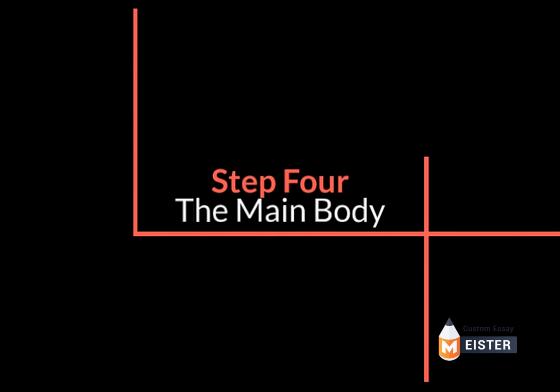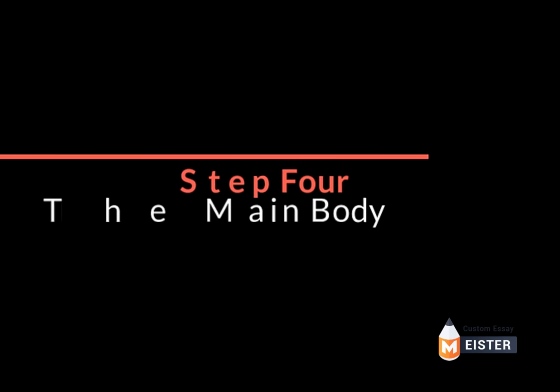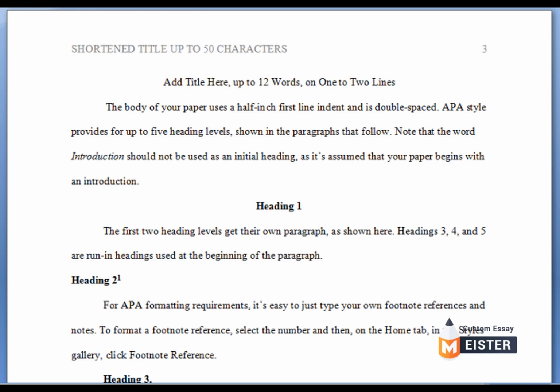Step 4. The main body of the paper. For the main body, the title should be centered on the page, typed in 12-point Times New Roman font. It should not be in bold, underlined, or in italics. Each new paragraph should be indented via the tab button.